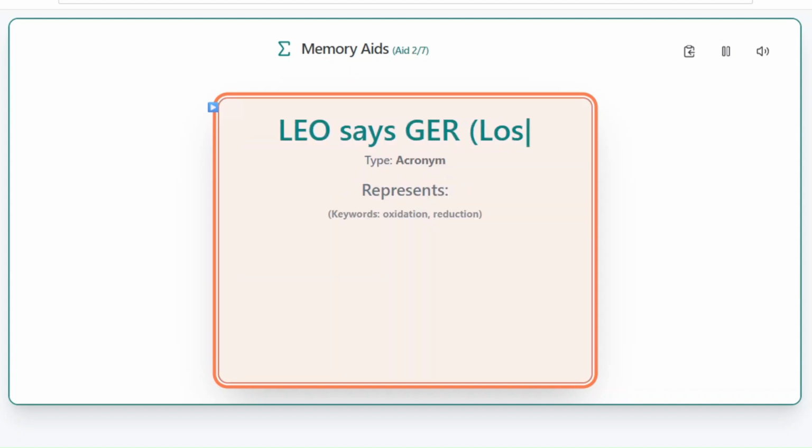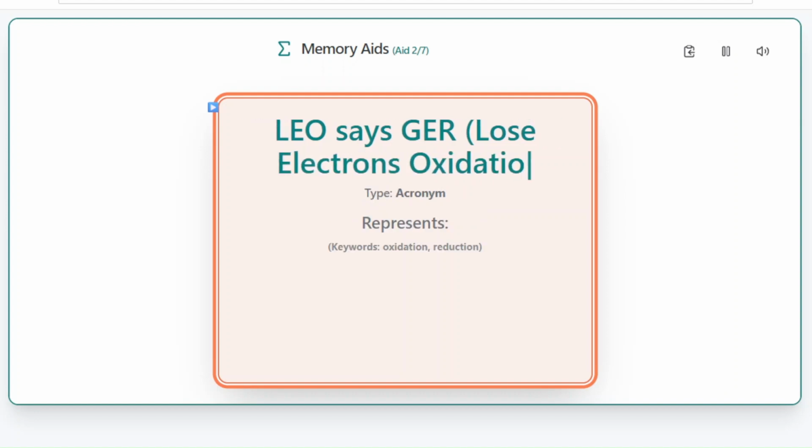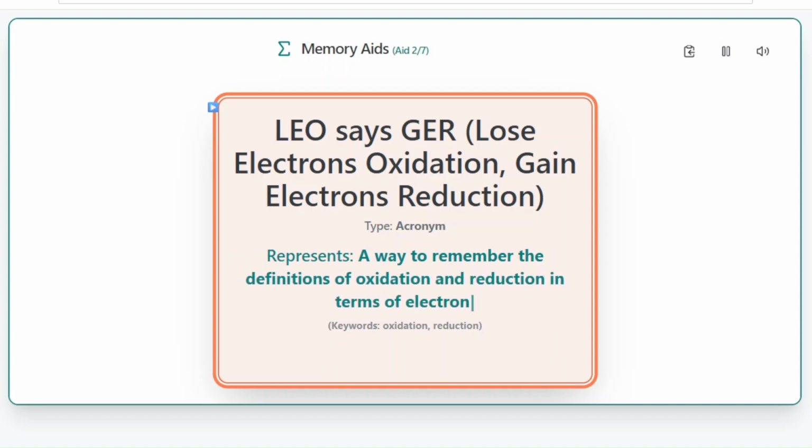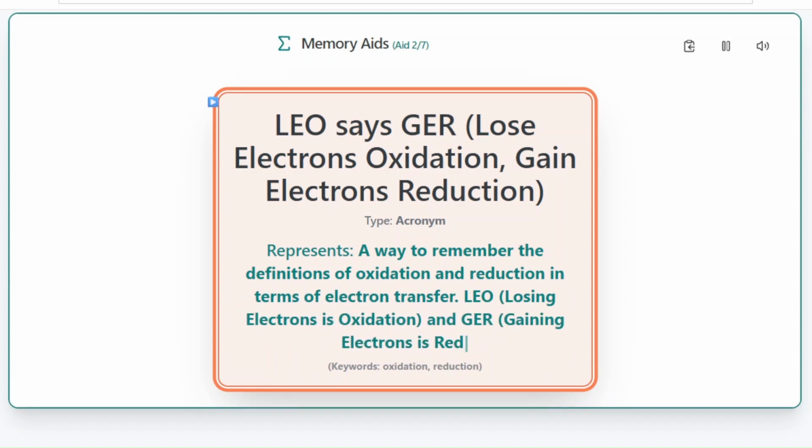LEO says GER, lose electrons oxidation, gain electrons reduction. Which represents a way to remember the definitions of oxidation and reduction in terms of electron transfer. LEO, losing electrons is oxidation, and GER, gaining electrons is reduction.